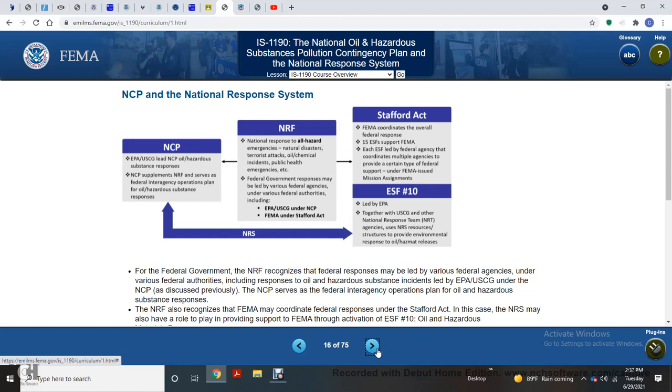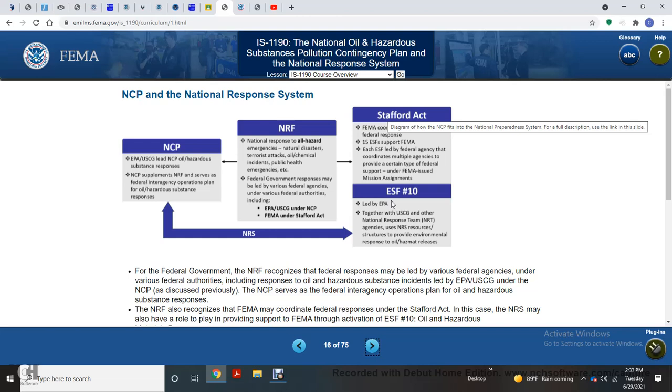National response to all hazard emergencies: national disasters, terrorist attacks, oil and chemical incidents, public health emergencies. Federal government response may be led by various federal agencies under federal authorities, including EPA, U.S. Coast Guard, and others under the National Contingency Plan, and FEMA under the Stafford Act. The Stafford Act is a FEMA-coordinated cover of federal response, with 15 emergency support functions of FEMA, each led by a federal agency that coordinates multiple agencies who provide certain types of federal support under FEMA-issued mission assignments.